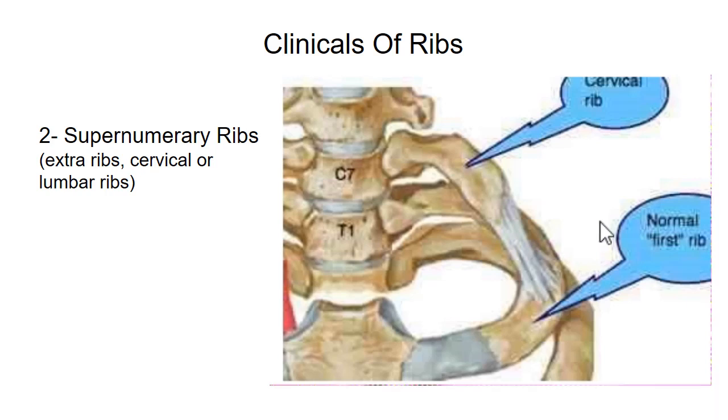The importance of a cervical rib is that it can cause pressure on the lower trunk of the brachial plexus in some patients, as the lower trunk of the brachial plexus and the subclavian vessels are related to the first rib. So, the presence of a cervical rib may cause pressure on these structures and it may lead to thoracic outlet syndrome.